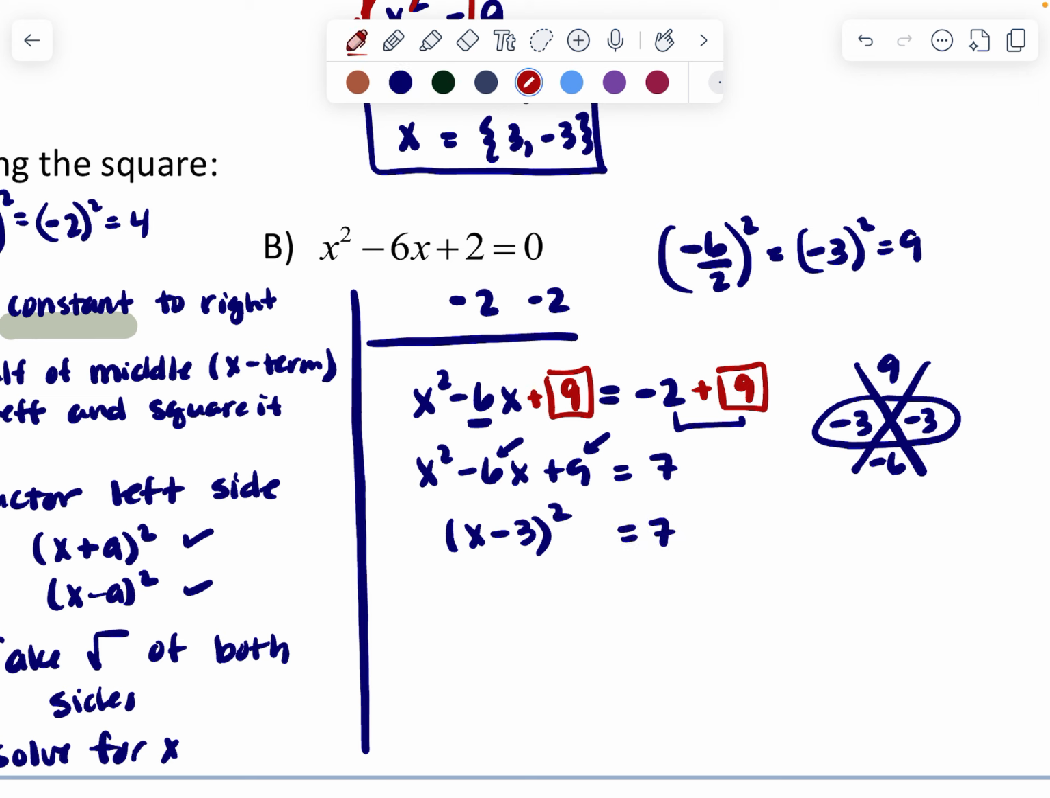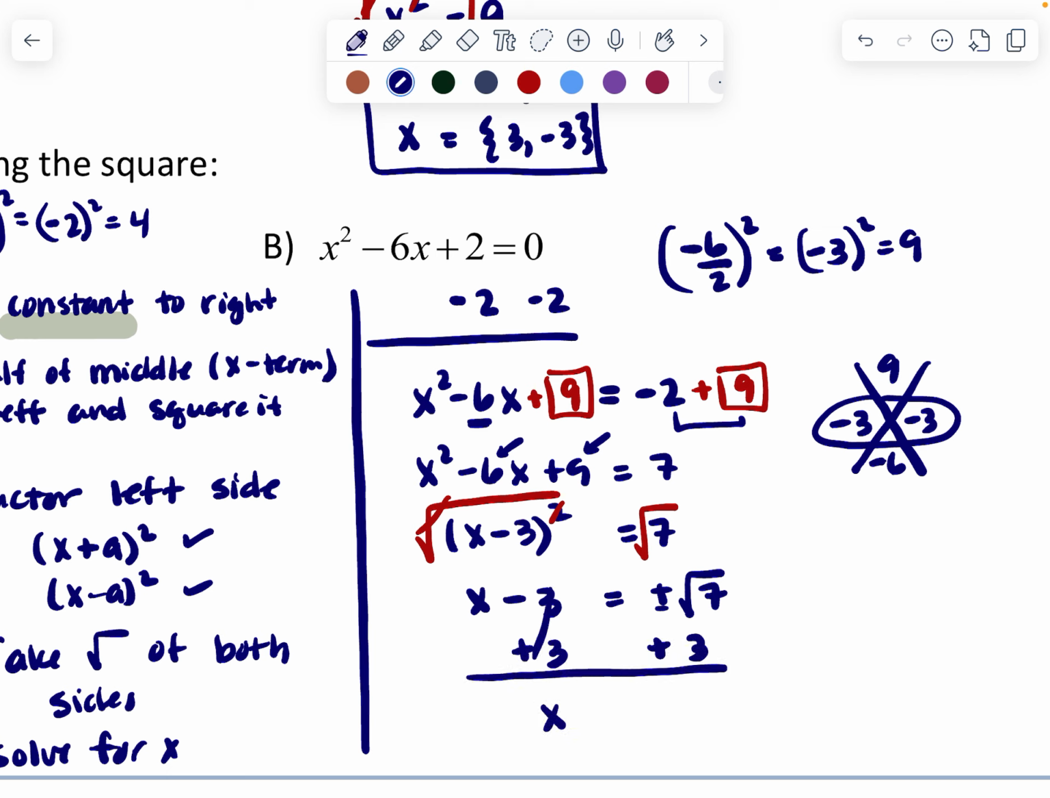The next step is to take the square root of both sides. A square and a square root cancel each other out. So you get x minus 3 equals, don't forget your plus or minus, the square root of 7. And a lot of people panic. They're like, I don't know what square root of 7 is. Well, I don't know exactly either. I can estimate it's probably like 2 point something, right? But if it's not a pretty square root, the nice thing is you can just leave it. So all I have to do is add 3 to both sides, and then my answer is x equals 3 plus or minus the square root of 7.